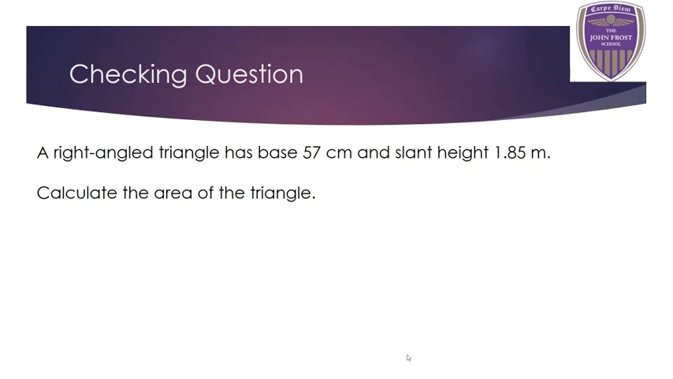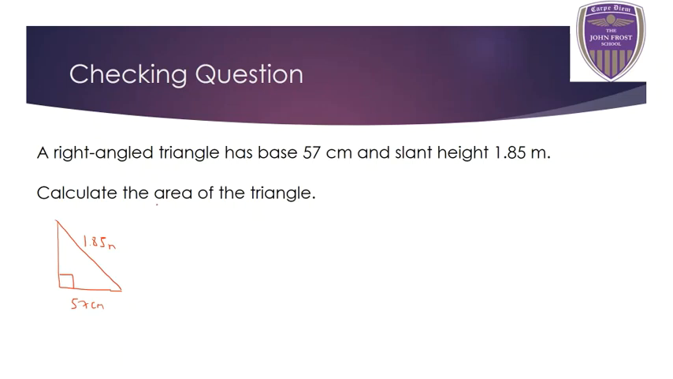So here's the checking question. Pause the video, write it down, have a go and come back when you're ready. Welcome back. So this one: a right angle triangle's got base 57 centimeters and slant height 1.85 meters. Find the area. Let me draw a picture first then. So it's a right angle triangle. It's got a base of 57 centimeters and a slant height of 1.85 meters.